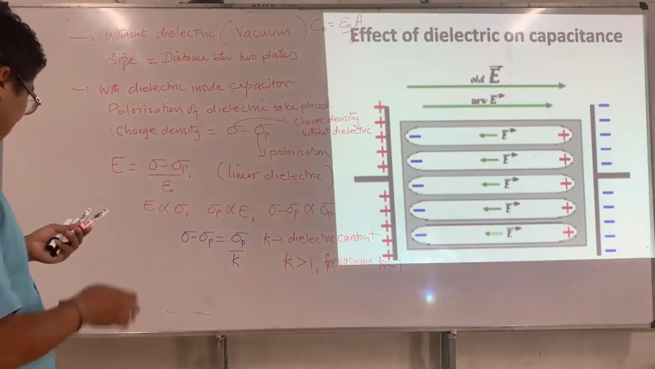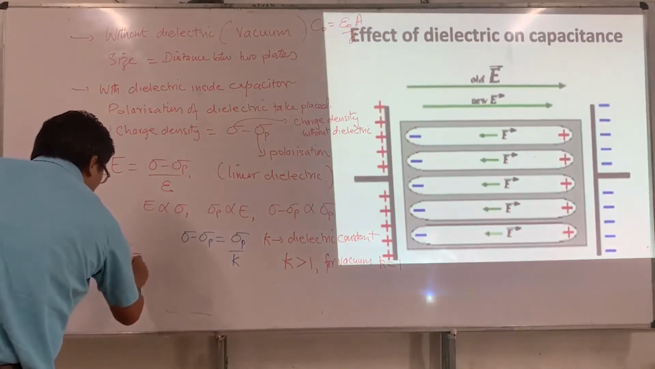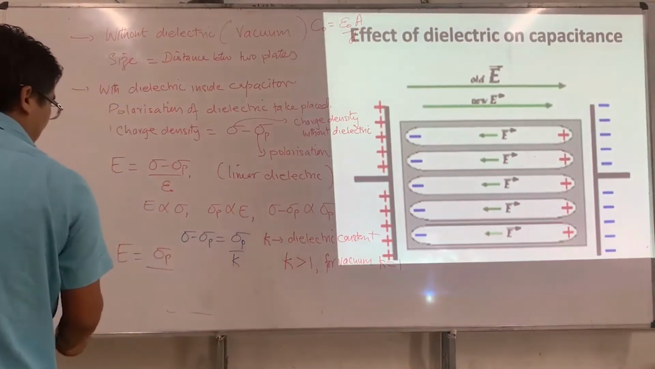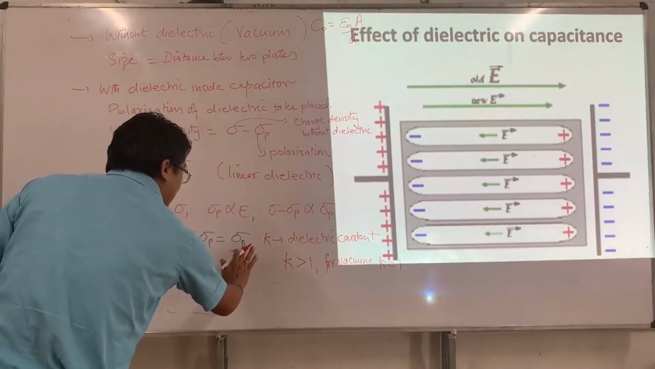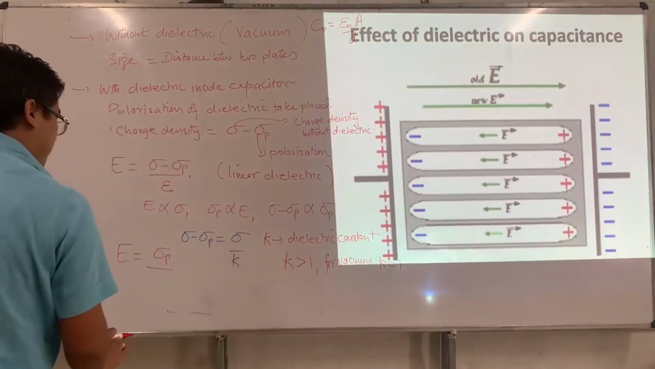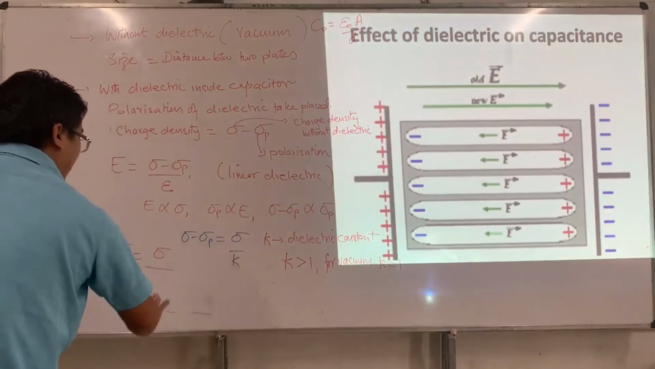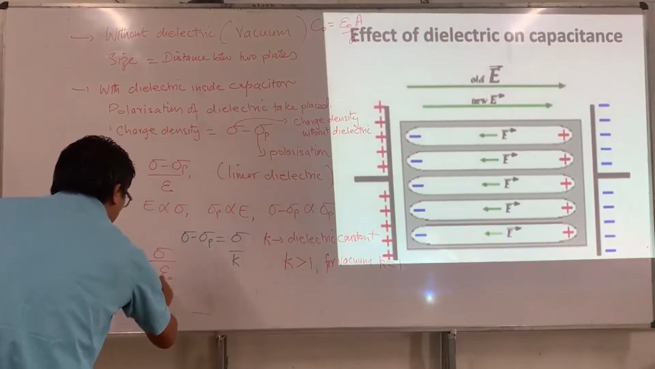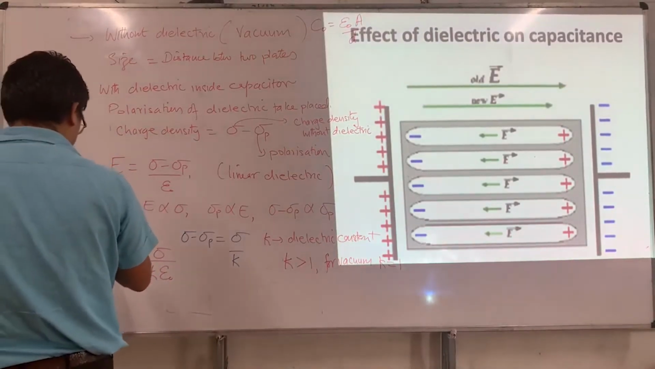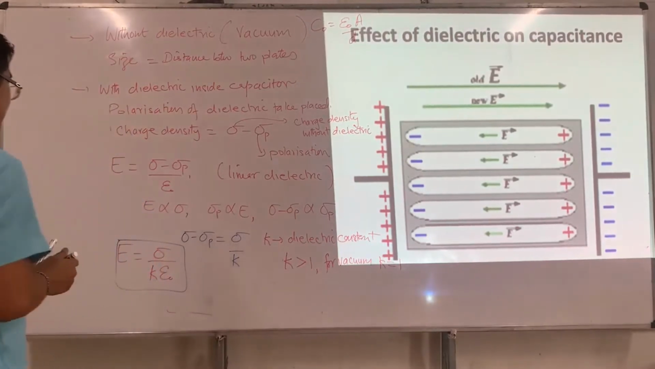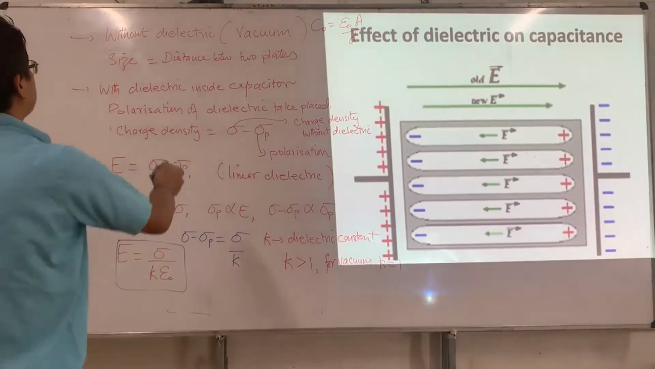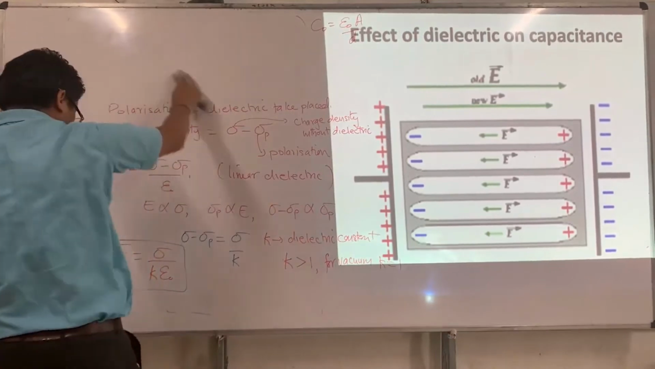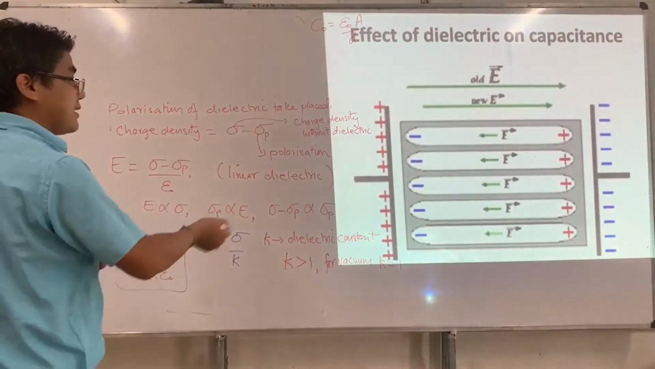Alright. Once we found these relations, now the electric field is going to be sigma divided by K epsilon naught. This is the electric field inside a capacitor with dielectric. Now we will find out the capacitance. This is the electric field inside the dielectric.